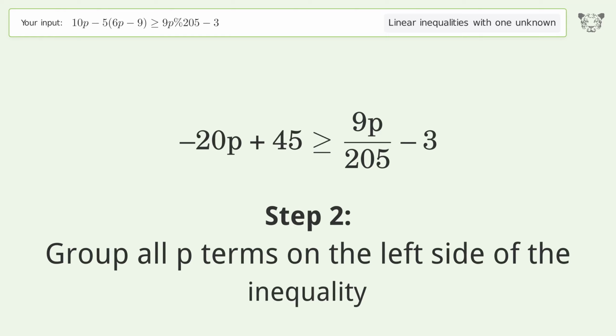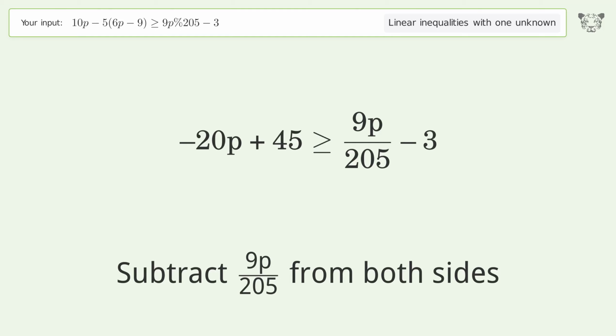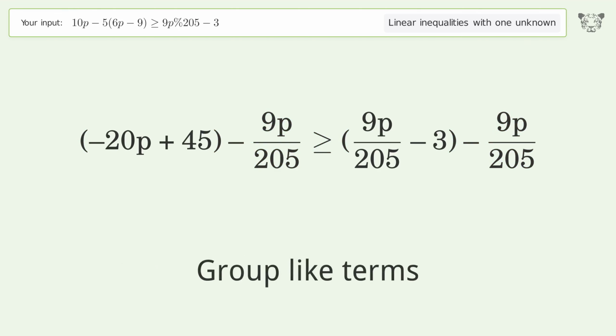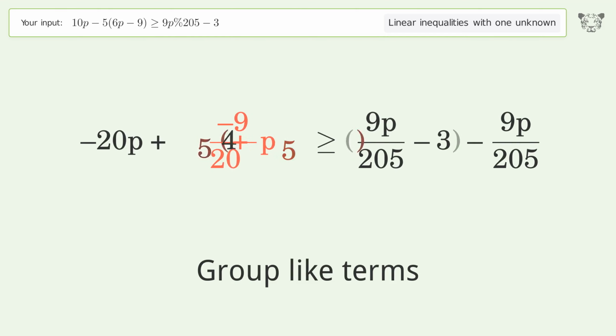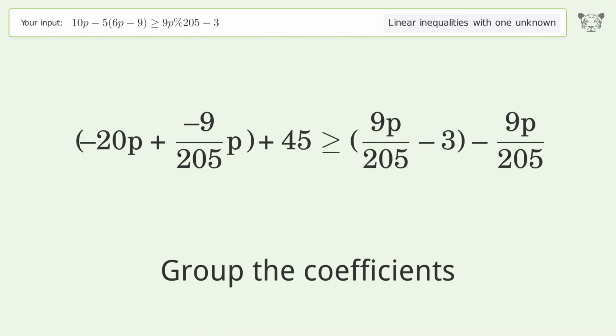Group all p terms on the left side of the inequality. Subtract 9p over 205 from both sides. Group like terms. Group the coefficients.